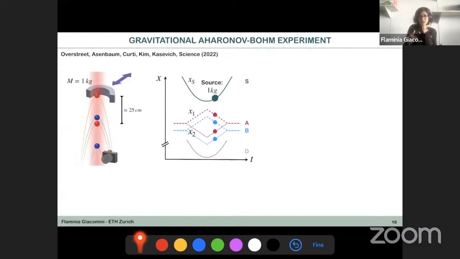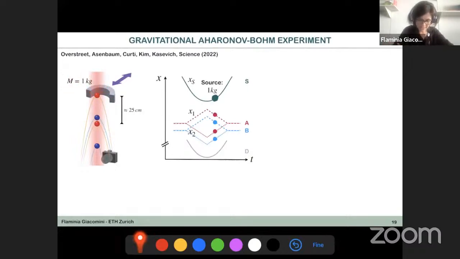And then they fall down and they are recombined, and you measure the interference pattern at the bottom of the interferometer. In addition to that, what they did was to put this half donut, which is a tungsten mass, which weighs 1 kilo.